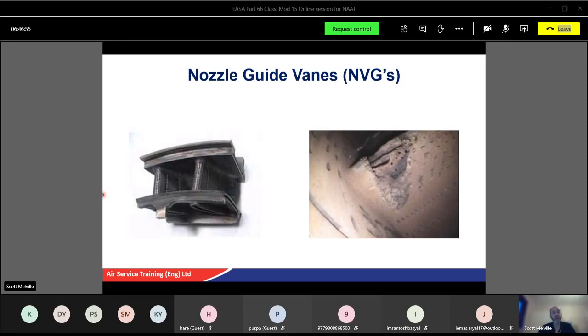So we had to get a concession from the manufacturer to leave the engine until it was coming out, which I think was in about 50 hours time anyway. Normally it wouldn't bother them, but three quarters of the NGVs were missing. Well, if the NGVs are missing, they're not doing their job. What's the purpose of an NGV?